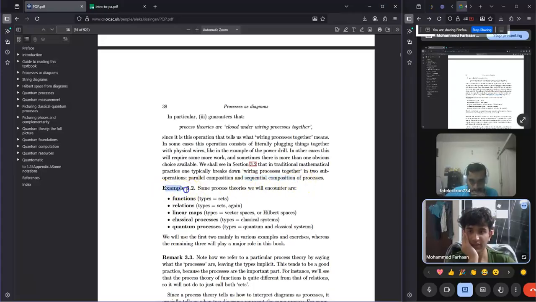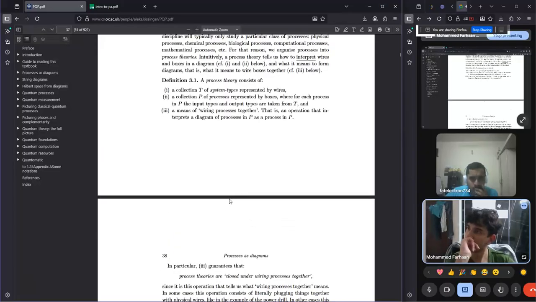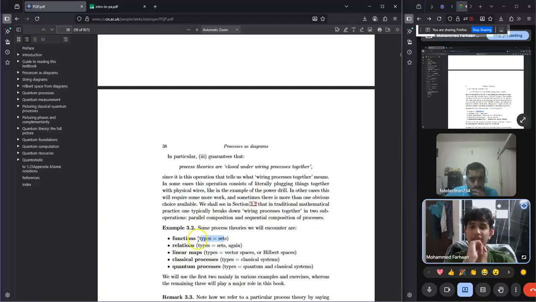So example 3.2, some process theories we will encounter is functions where the types are all sets. Okay, right, I was thinking of it in a different way. I was confused. Instead of having sets as the box and functions between them, they have functions as the box and the sets as the data types. Right, okay. Relations are basically the exact same thing, just looser than a function. Linear maps are stronger than a function.